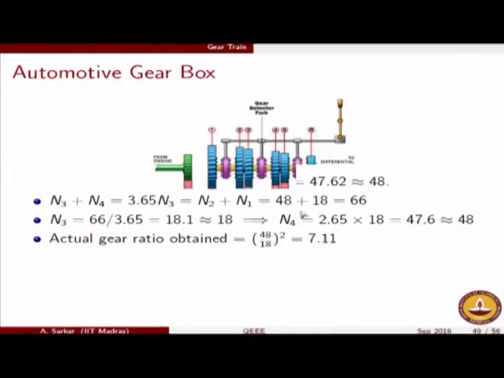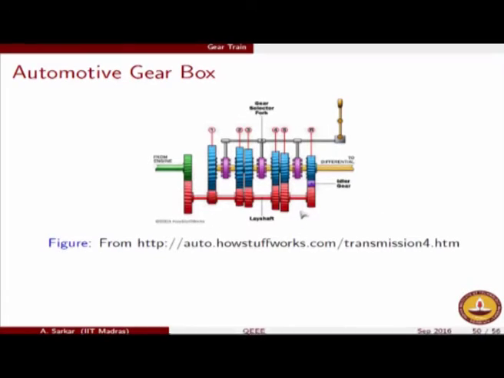Let me illustrate quickly to you how this is actually used in an automotive gearbox. So here what you get to see is I have taken this from a website called How Stuff Works. So I really advise you to go to this website, and there are lots of other interesting animations and pictures which really show how different mechanical components work. So here is how our usual manual transmission works, I should say.